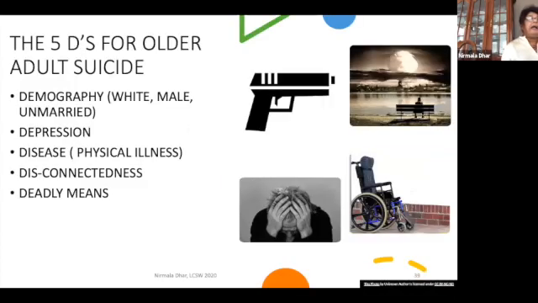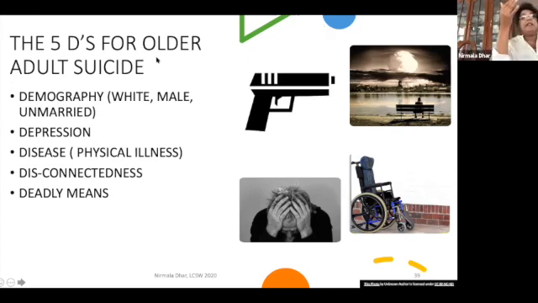Next slide. While we are on the subject of depression, have this awareness because we just observed Suicide Prevention Month in September. One of the groups at highest risk for suicide is older adults aged 65 and over, and then the highest group is age 85 and older white males.